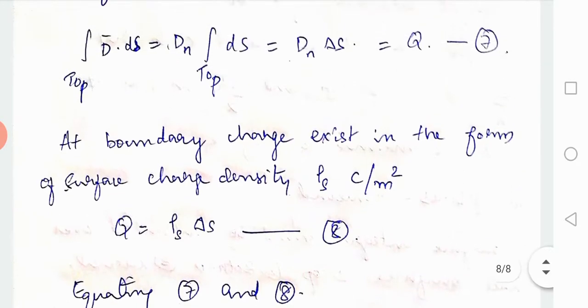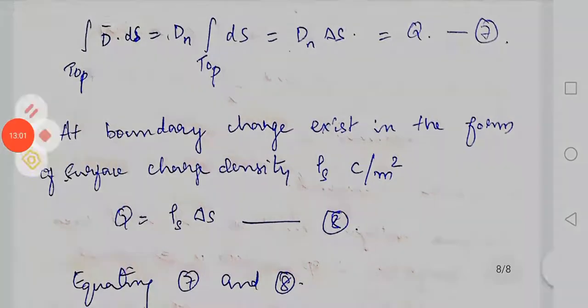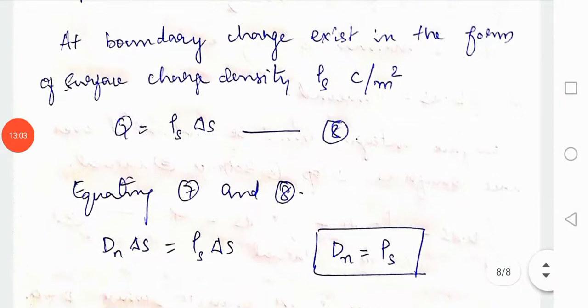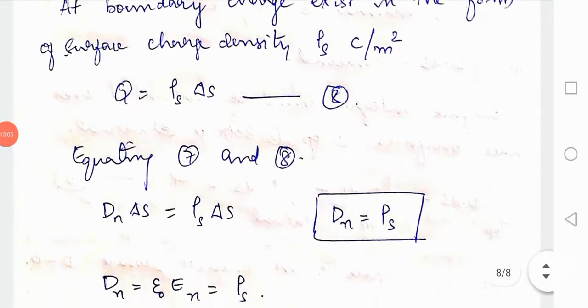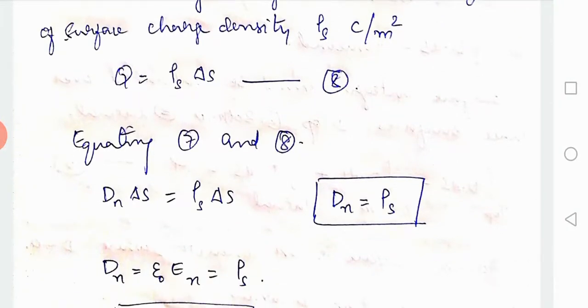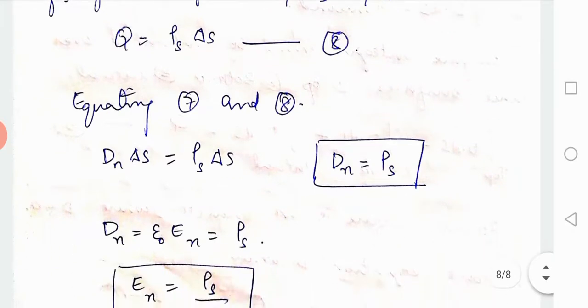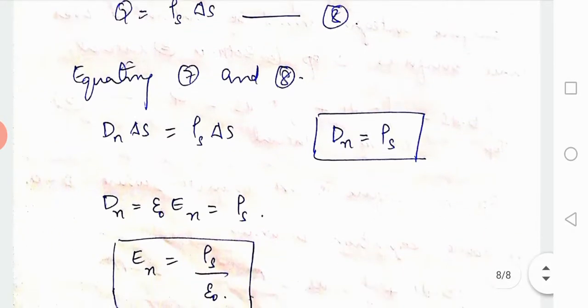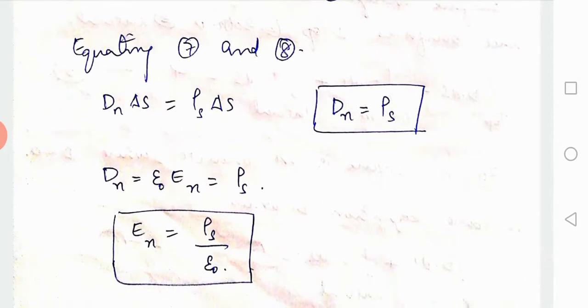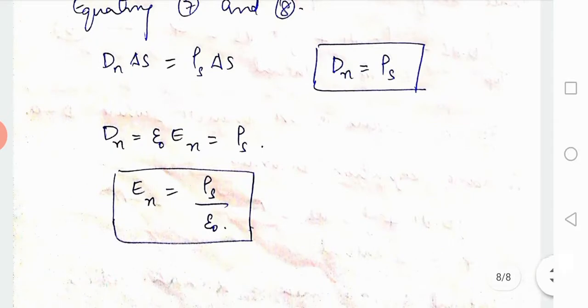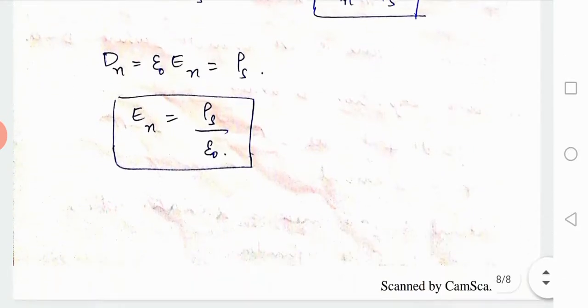So equating both 7 and 8, because there is Q in both equations, you can write Dn del s is equal to rho s del s. Cancelling del s, you can write Dn is equal to rho s. If D is equal to epsilon naught E, we can write Dn is equal to epsilon naught En. So Dn is equal to rho s, therefore epsilon naught En is also equal to rho s. From this you can find the equation for En: En is equal to rho s by epsilon naught.